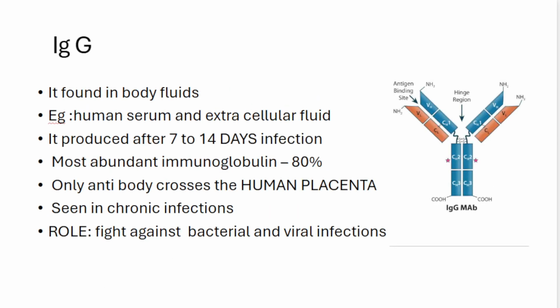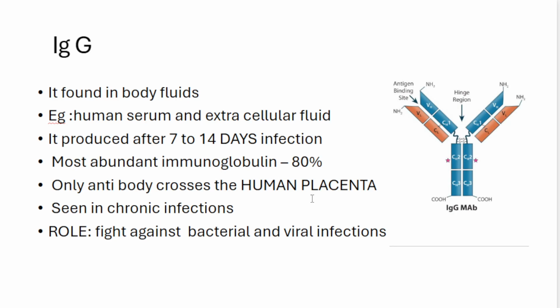Next we will see IgG. IgG is present in body fluids, for example human serum and extracellular fluid. It is produced 7 to 14 days after infection. So the primary immune response is by IgM and the secondary immune response is by IgG. If we are suffering from an infection of 7 to 14 days, IgG will activate and act against the infection. It is the most abundant immunoglobulin in our blood, about 80% of immunoglobulins.